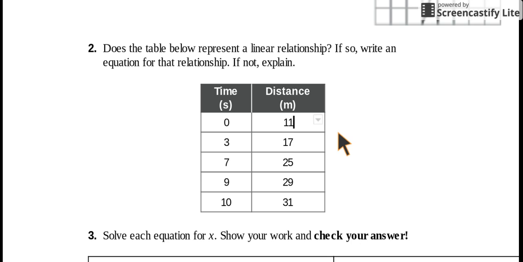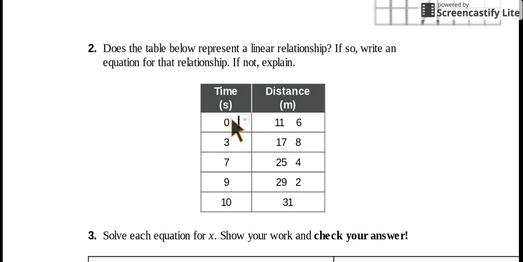But we can find the difference between each distance and find the difference between each second and determine a pattern. When we go from 11 to 17, that's a difference of 6. When we go from 17 to 25, that's a difference of 8. When we go from 25 to 29, it's a difference of 4. And when we go from 29 to 31, that's a difference of 2. So we find these differences and they don't look like they're the same, but that doesn't mean anything yet because these times aren't the same as well. That's not increasing by the same amount.